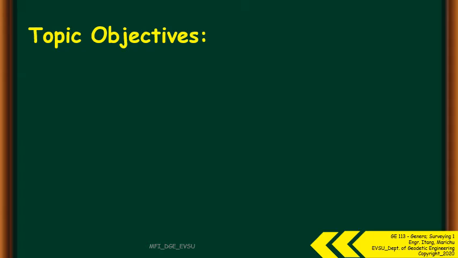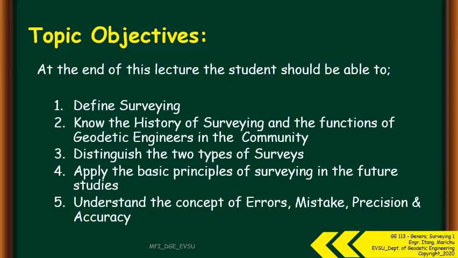So the topic objective of this subject: at the end of this lecture, you should be able to, number one, define what is surveying, know the history and the function of a GE in the community, distinguish the two types of surveys, and apply the basic principles that we are going to discuss in the future studies, and understand the concept of error: mistake, precision, and accuracy.